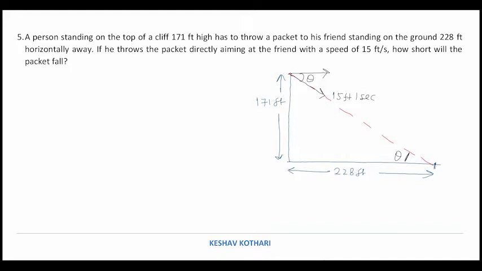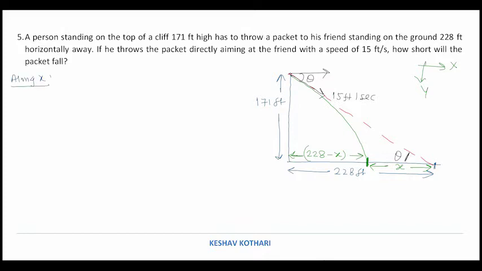How short will the packet fall? So now what will happen? The packet will follow a projectile path like this and will end up somewhere here, and it will fall short by a distance x. So this can be written as 228 minus x. So now if we use the concept of two-dimensional motion, I am considering this as x-axis and this one as y-axis. So I write the motion along x-axis.